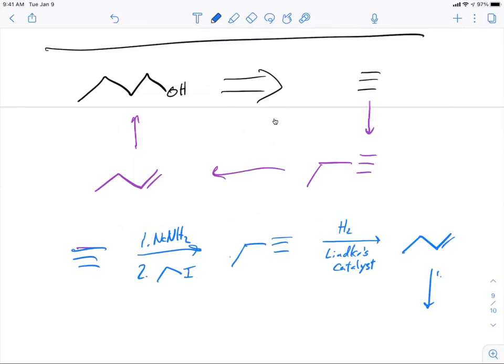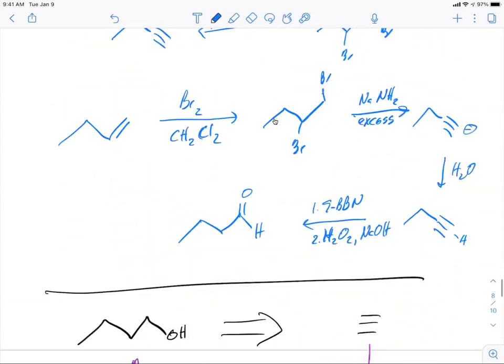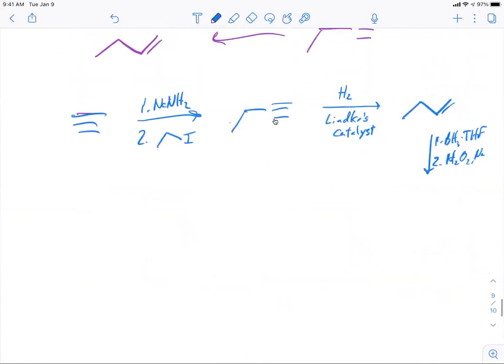And then here we do BH3 THF, right, followed by our hydrogen peroxide and base. Oh, I didn't give myself enough room there. And that will get me to the anti-Markovnikov addition of the alcohol.